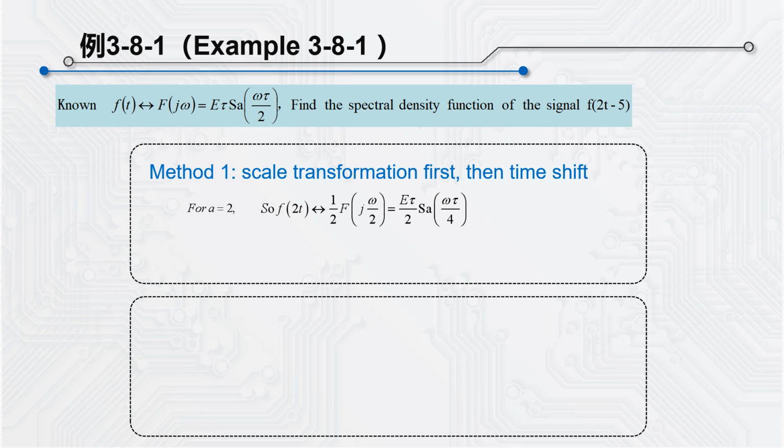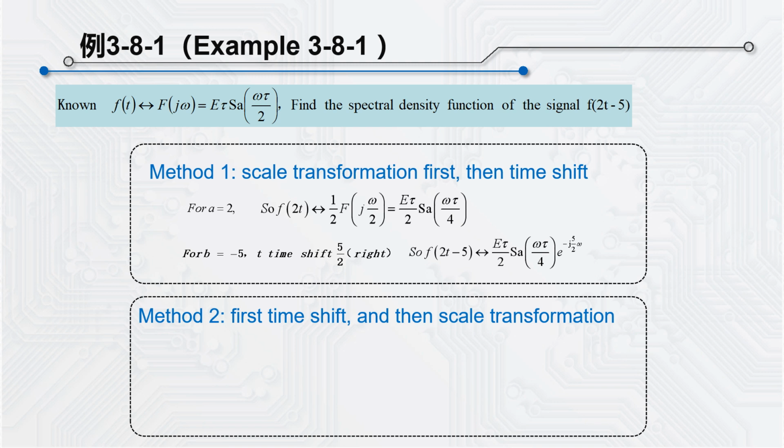After scale transformation, we should do time shift. It's clear that it should be time shifted 5 units to the right, so its spectral density function needs to be multiplied by an exponential factor. Here, you should note that because we have done scale transformation, t should be time shifted by 5/2 units. Finally, we can get the spectral density function of f(2t−5).